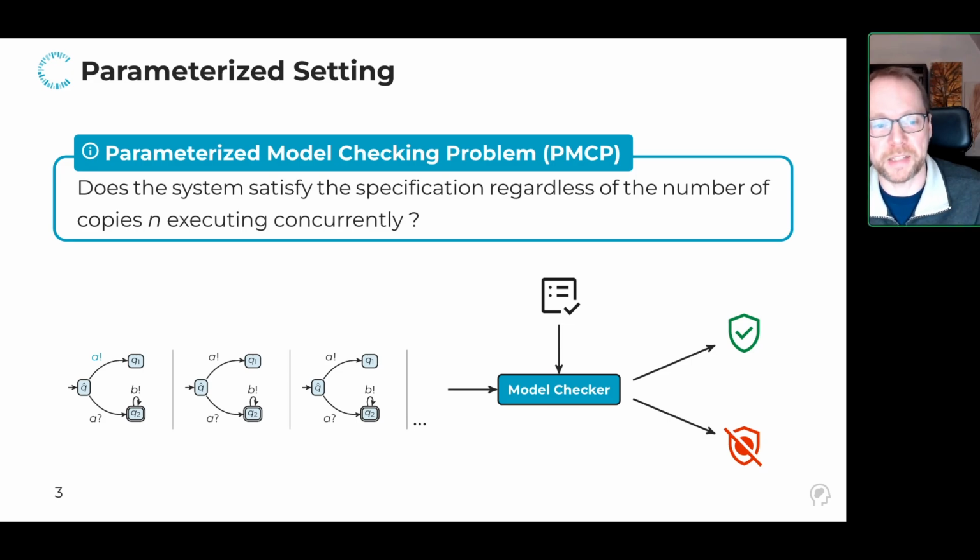Now, as I showed it before, this is not very interesting if the processes just execute in parallel but do not communicate in any way. So usually we consider systems where we have certain labels on the transitions that allow the processes to communicate. I will give you a few more concrete examples later on, but in general, communication between processes, different forms of communication, will be an important point in this talk.